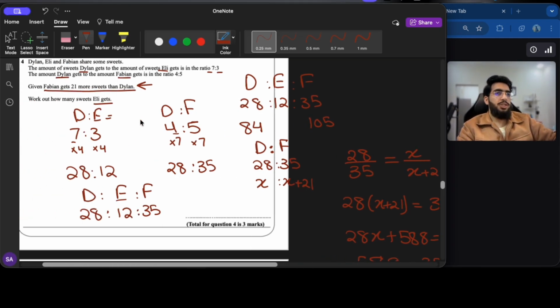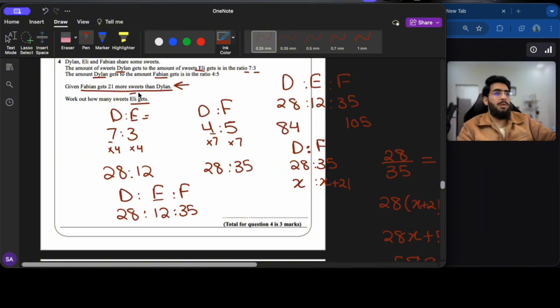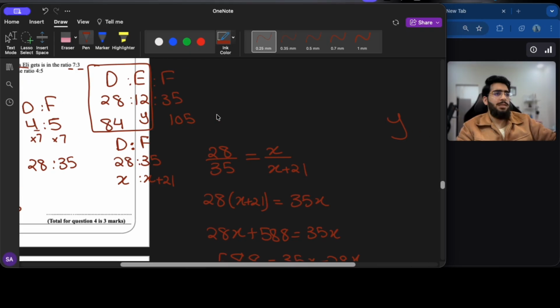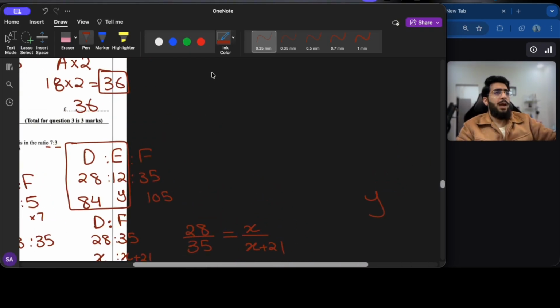Now the question basically asked for how much E, how much Ellie gets. So let's assume E is getting Y. We don't know yet, we're finding that. We can use any of the ratios. For example, let's take D to E. Again, let's take D to E relation to find out how much Ellie gets. I'll scroll up a bit, and it would just be D ratio E. We know it's 28 ratio 12, right? And we know that it is also 84 ratio Y.